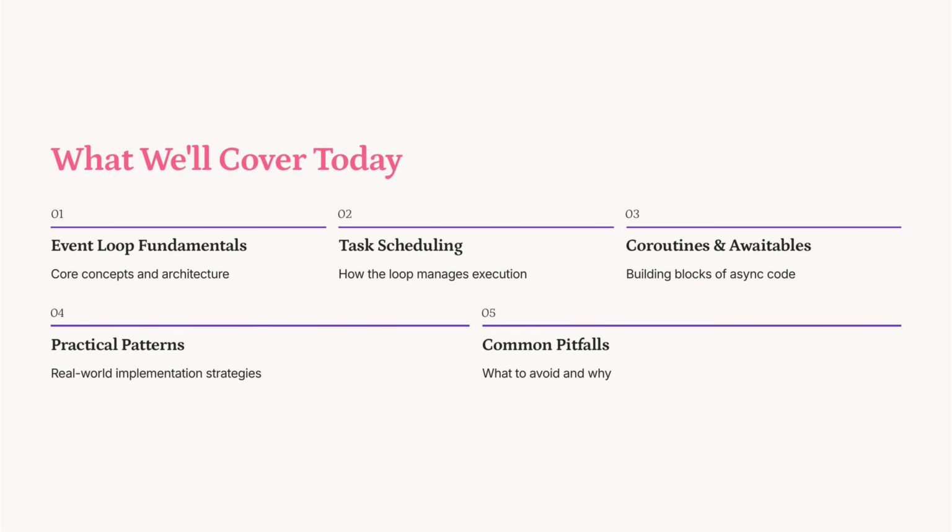Task scheduling in the event loop is crucial for managing execution efficiently. It prioritizes tasks, ensuring that high-priority operations are handled promptly while others wait. This mechanism allows for seamless multitasking, optimizing resource use, and enhancing performance. Understanding this process is key to leveraging the full potential of asynchronous programming.